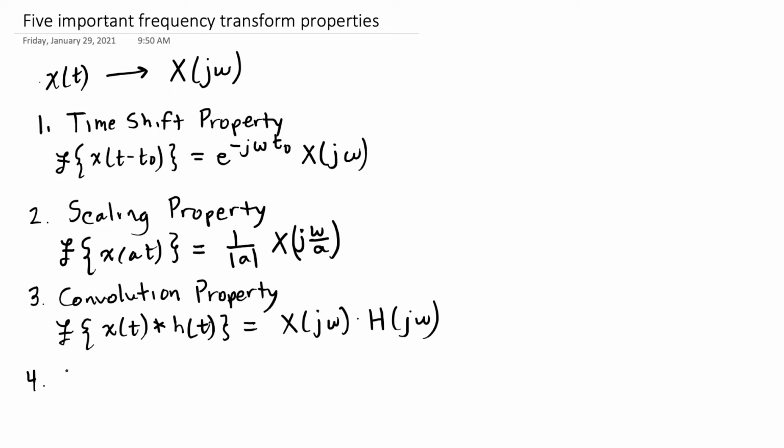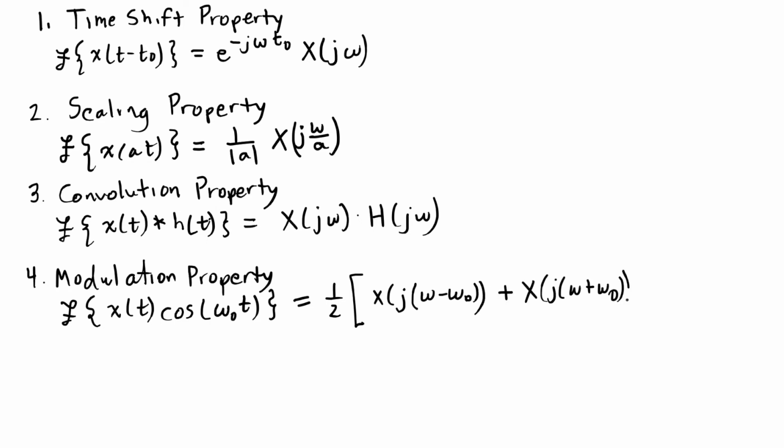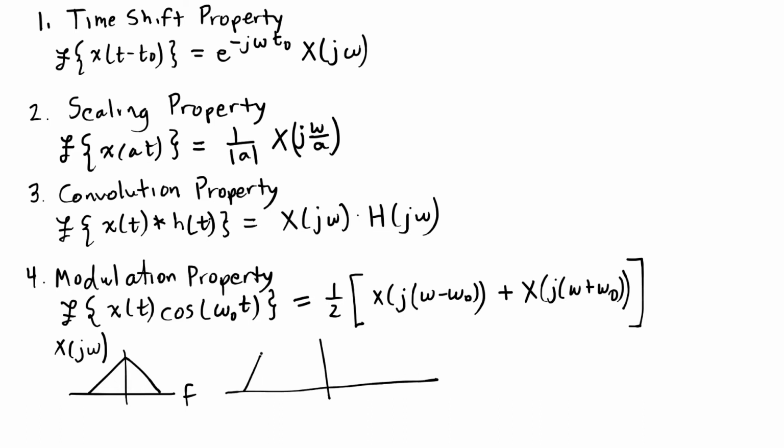The fourth property I want to talk about is the modulation property. The modulation property says that if I multiply a signal x of t with a cosine at a particular frequency omega naught, the Fourier transform will be 1/2 of the signal centered at frequency omega naught in the frequency domain, plus the signal centered at minus omega naught. So if I have X of j omega looking like this, then when I look at the Fourier transform of the signal multiplied by a cosine, I'm going to have the signal looking like this.